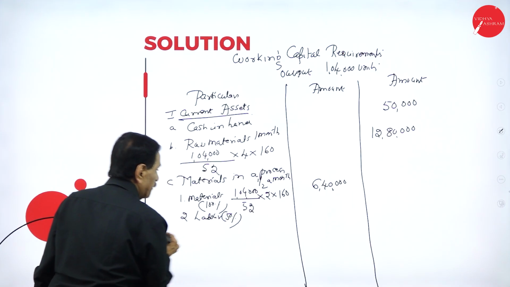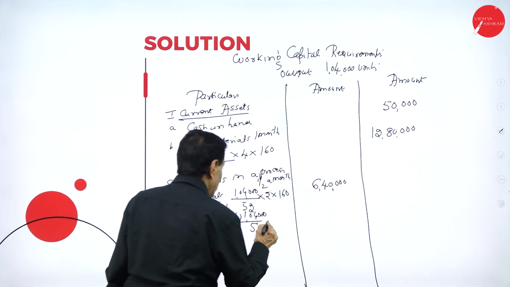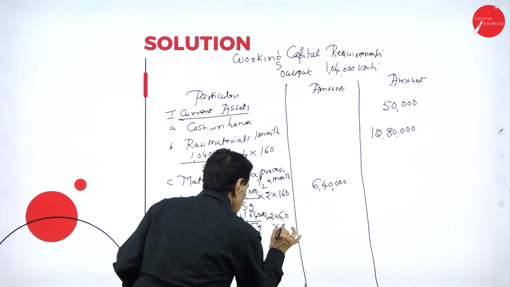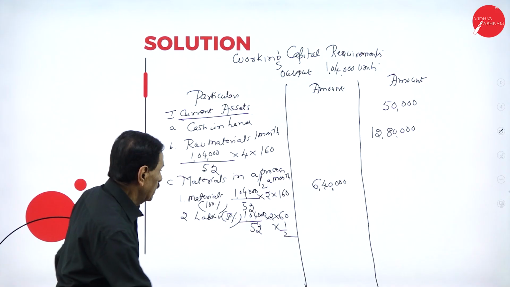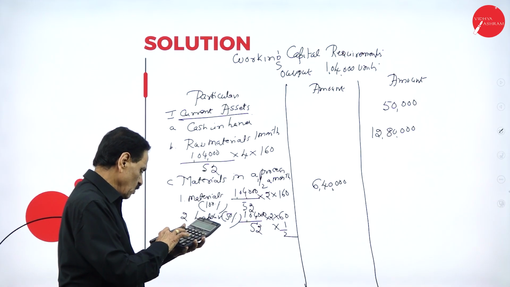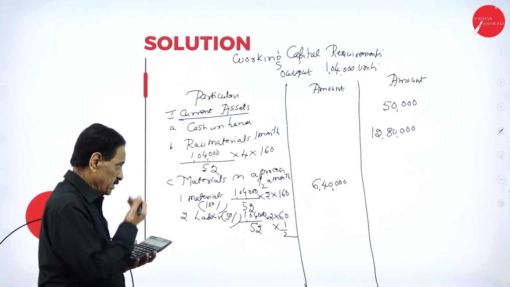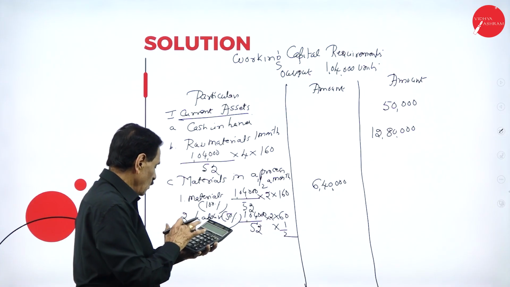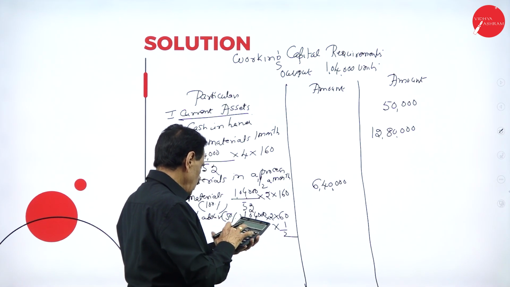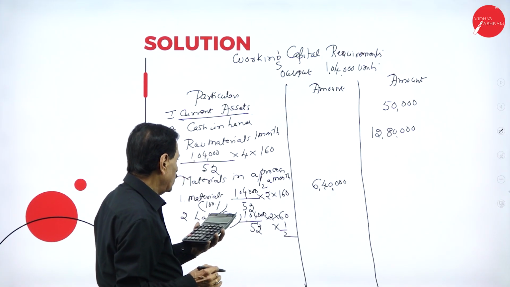Then labor, 50%. 1,04,000 divided by 52 into 2 weeks into the labor charge. Labor is 60, into half, 50%. So 1,04,000 divided by 52 into 2 into 60 into 1 divided by 2 is 1,20,000. I will repeat: 1,04,000 divided by 52 into 2 into 60 into 50 divided by 100 is 1,20,000.